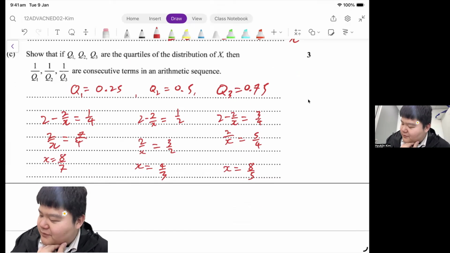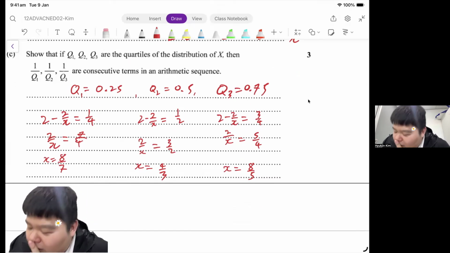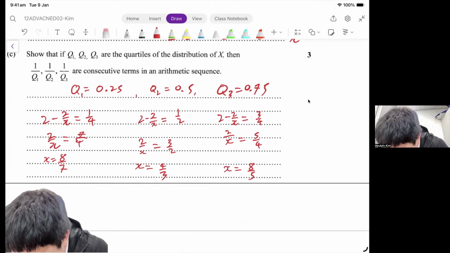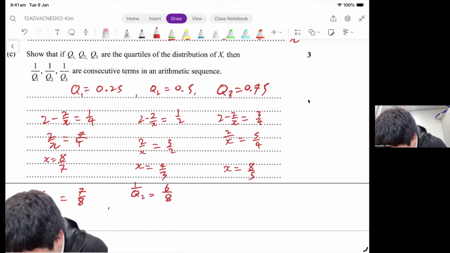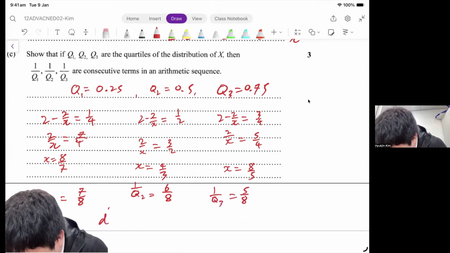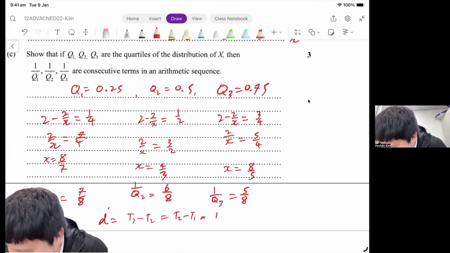Now we're doing the reciprocals. Oh, yes, that's 7 over 8. Q1 reciprocal is 6 over 8, which is just not simplified. Q3 reciprocal is 5 over 8. The common difference equals T3 minus T2 equals T2 minus T1, and that equals 1/8.